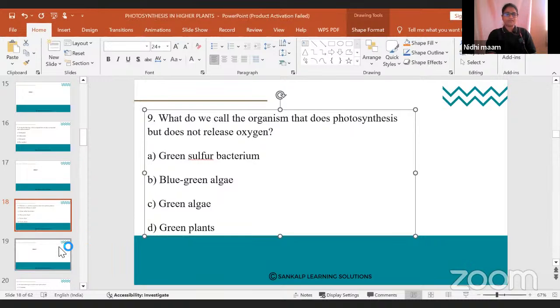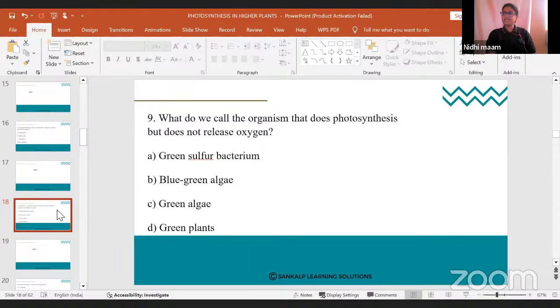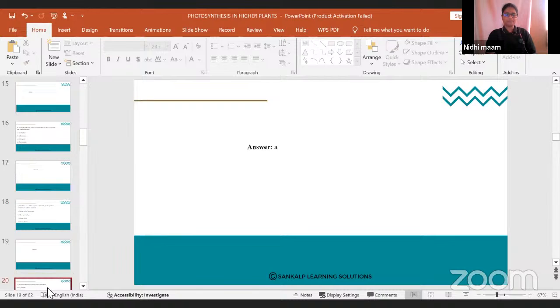So the right answer for this is option A, green sulfur bacteria. Green sulfur bacteria is the right answer. Let us proceed to the next question.